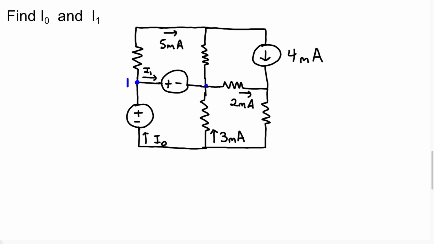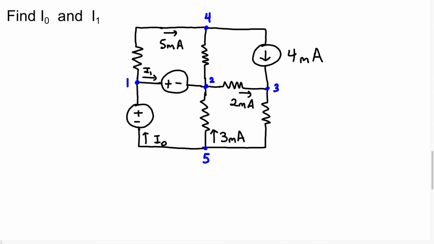I know this is also an essential node. I'm going to label it 2. This is an essential node. I'm going to label it 3. I know this up here is an essential node. I'm going to label it 4. And finally, our last essential node is going to be right here. I'm going to label it 5. So we have 5 essential nodes in this particular circuit.